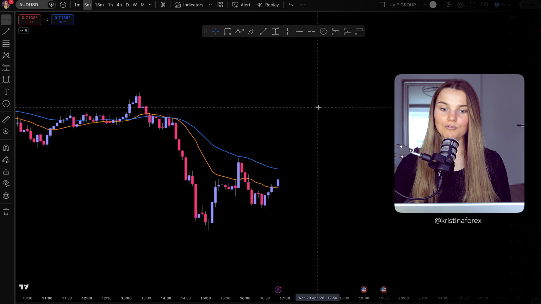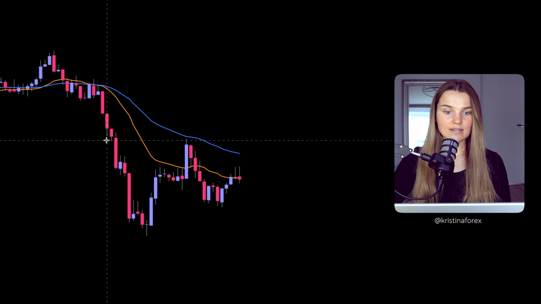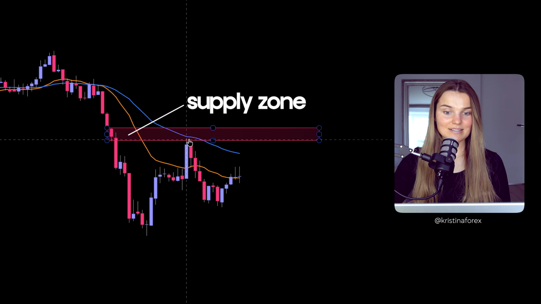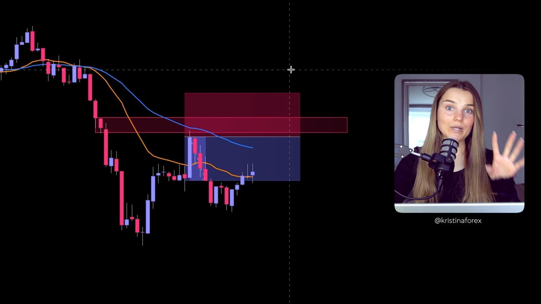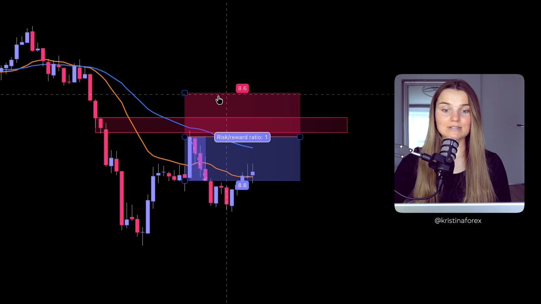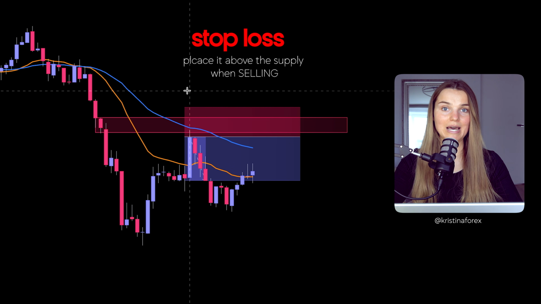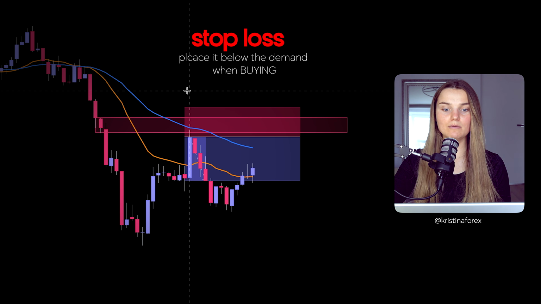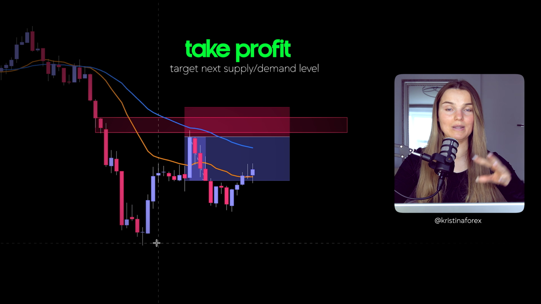So for example, over here, this could have been a good trade. So this is a supply level right over here, and as you can see, the price touched this level and it shot towards the downside beautifully. So when it comes to the take profit and stop loss levels, you could place your stop loss just above the supply level, or if you are in a bullish market, you want to put that stop loss below the demand zone. And then of course you can target the next supply or demand level.